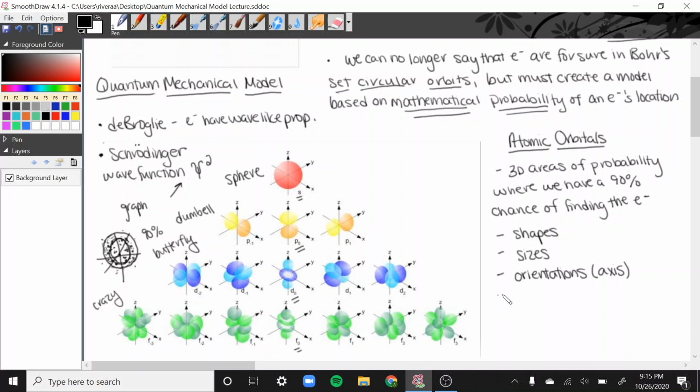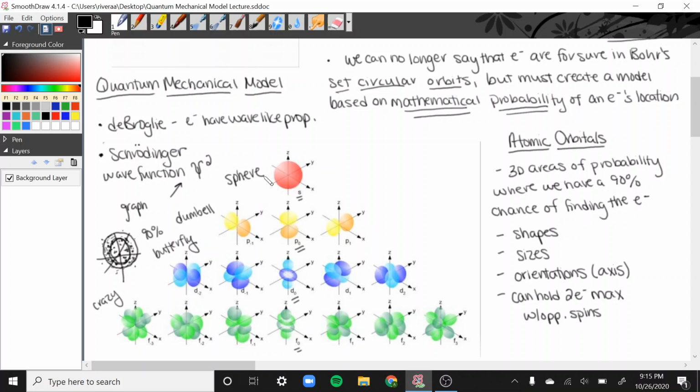And then lastly, these orbitals can hold 2 electrons maximum. And in order to hold 2 electrons, 2 negatively charged things that are repelling one another, they have to have opposite spins. One has to have a clockwise spin and one has to have a counterclockwise spin in order to avoid repelling each other out of this area around the nucleus.